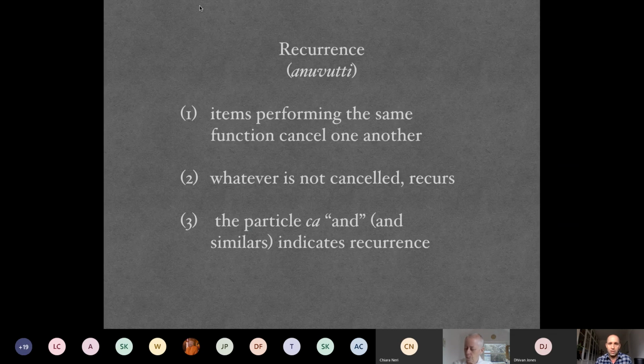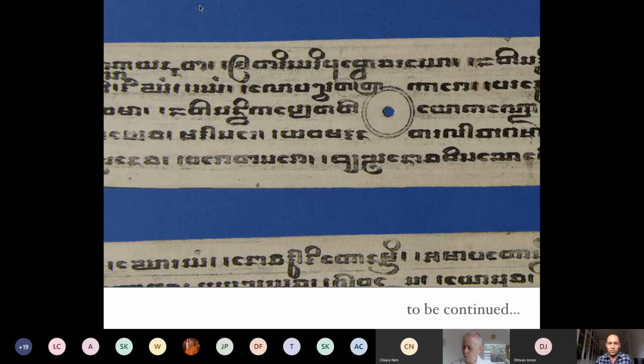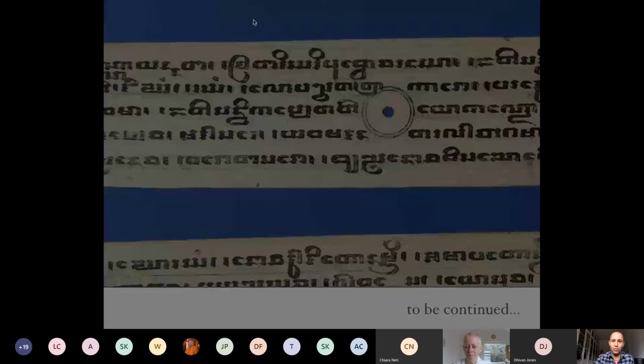So to summarize, recurrence, Anubhuti, can be understood in this way. This is the principle: items performing the same function cancel one another, and whatever is not cancelled recurs. And then most of the times the particle cha and similar particles will indicate that there is some recurrence going on. Thank you very much. Stop here for today.